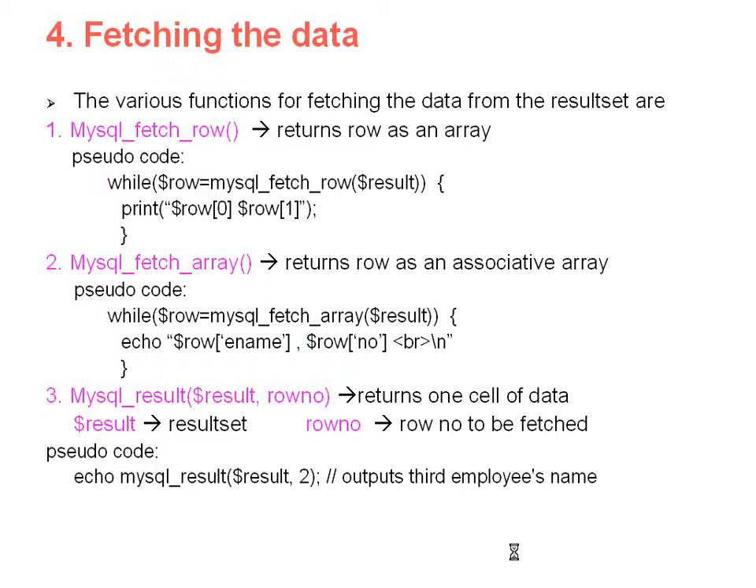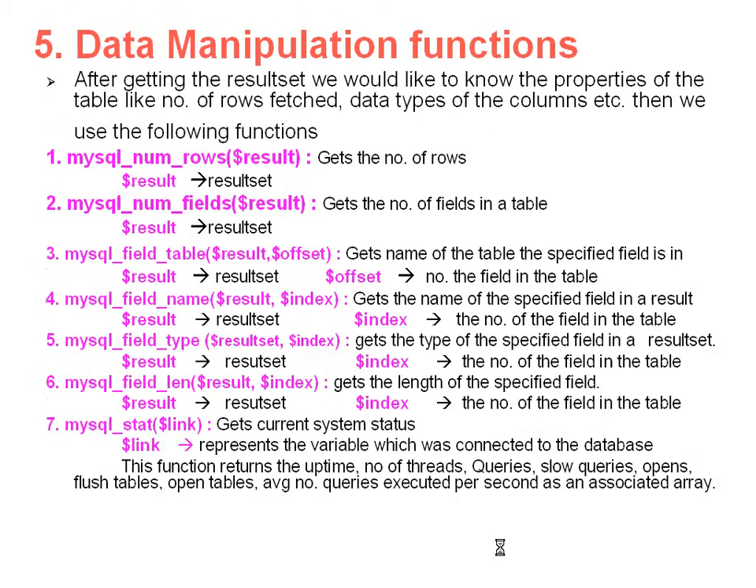Fetching the data. The following functions are used to fetch the data from the result set: mysql_fetch_row, it returns a row as an array. mysql_fetch_array, it returns a row as an associative array. And mysql_result, which takes result and row number, it returns one cell of data. $result is the result set, and row number is the row number to be fetched.